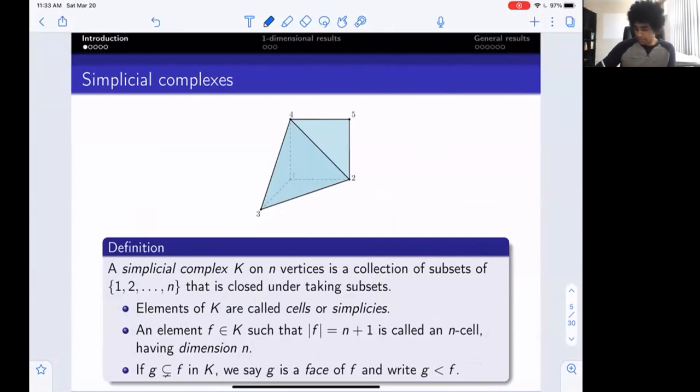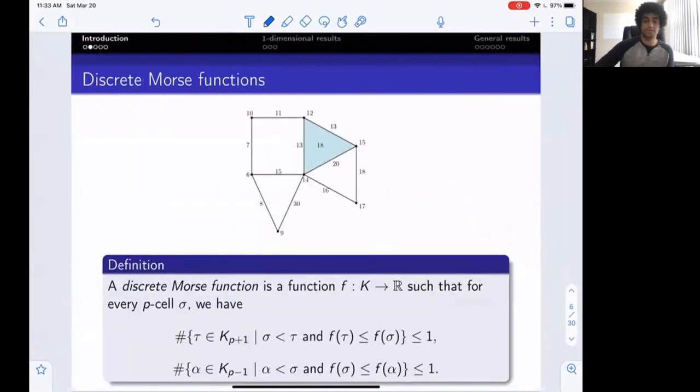So now moving forward, we can start entering the realm of discrete Morse theory and talk about discrete Morse functions. So the definition is a bit rough to look at at first, but essentially, it's an assignment of real numbers to every single cell of the simplicial complex, such that two properties are satisfied at every single cell. So for instance, let's pick a cell. Let's say this is going to be our cell sigma. The first property says that of the higher dimensional neighbors of sigma, at most one of them can have a value less than or equal to the one at sigma.